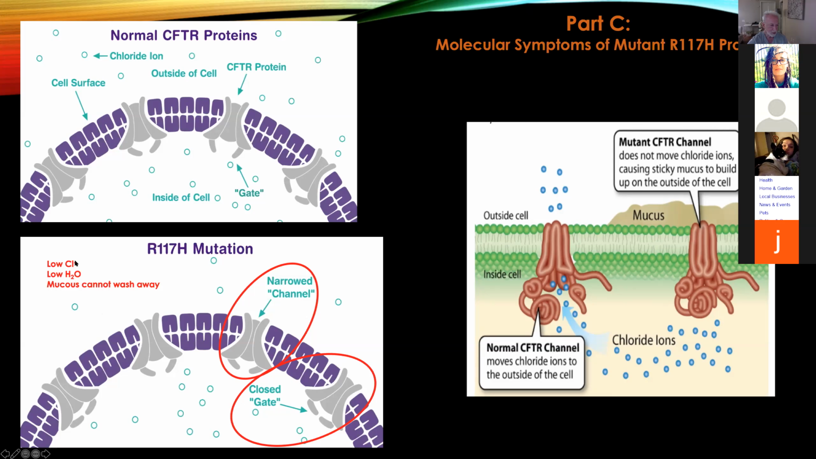So there's low chloride ions outside the cell, which means there's low water content. And without the water, the mucus cannot wash away properly. And you see that in this diagram, this picture on the right, a normal channel releases chloride ions and mucus accumulates when it doesn't.